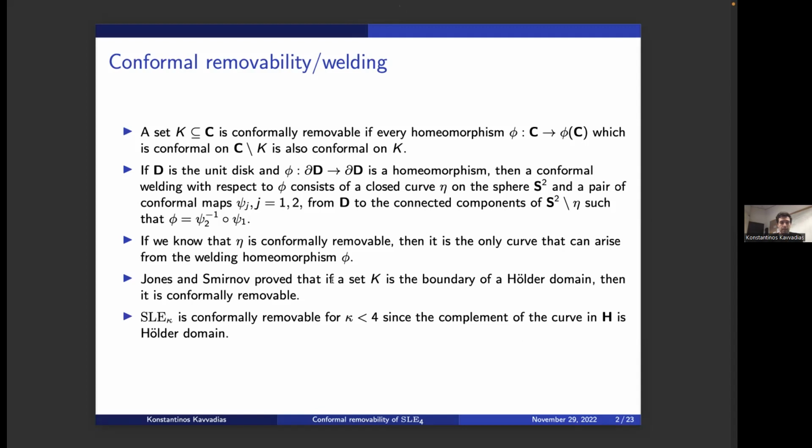This implies that SLE_kappa, when kappa is strictly less than 4, is conformally removable, since the complement of the curve in the upper half plane is a Hölder domain. This was shown, I think, by Rohde and Schramm approximately 17 years ago.